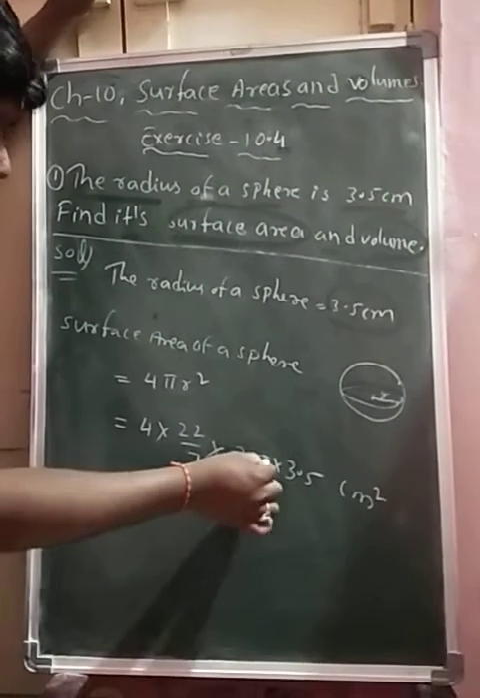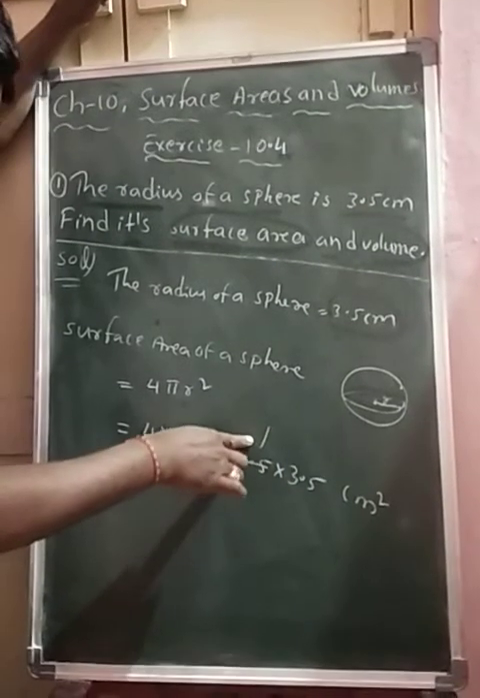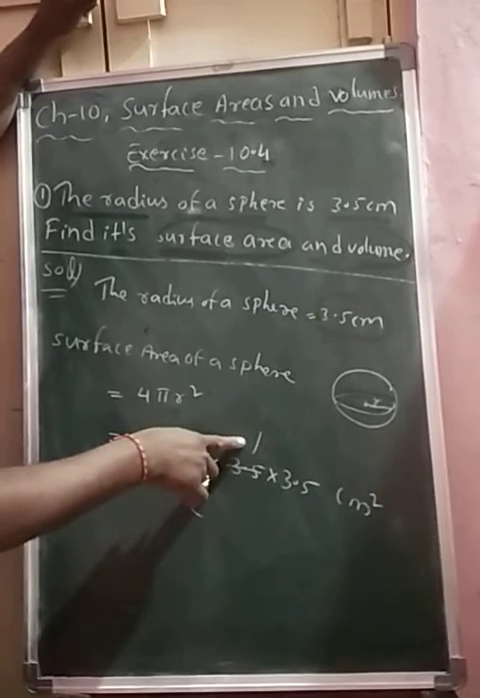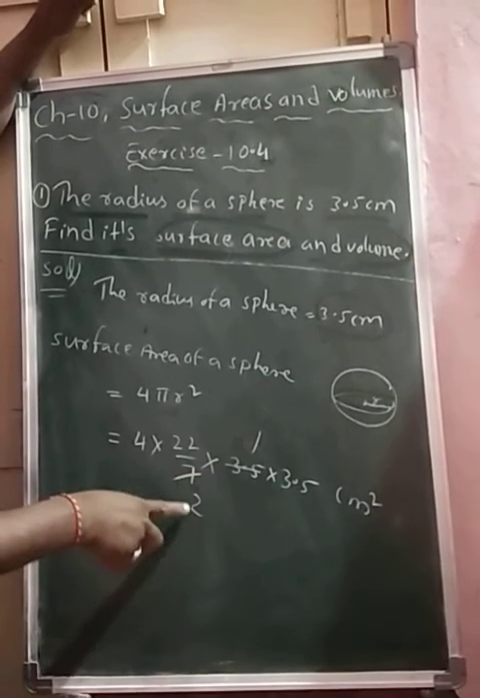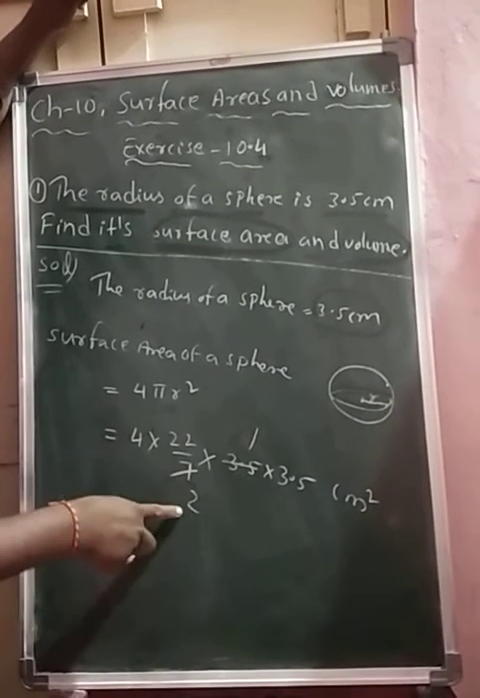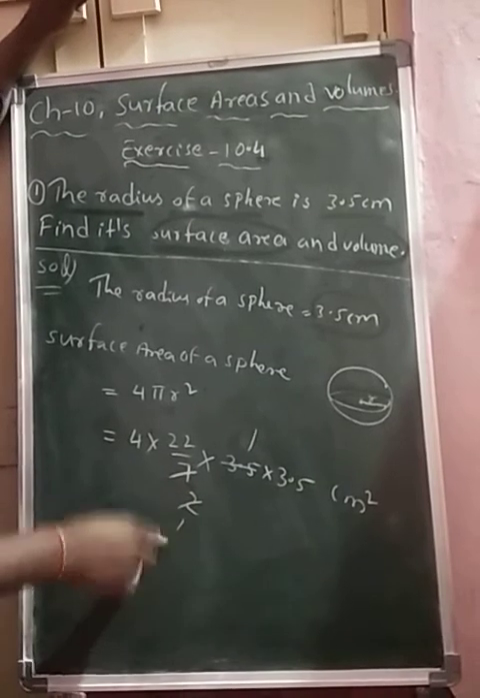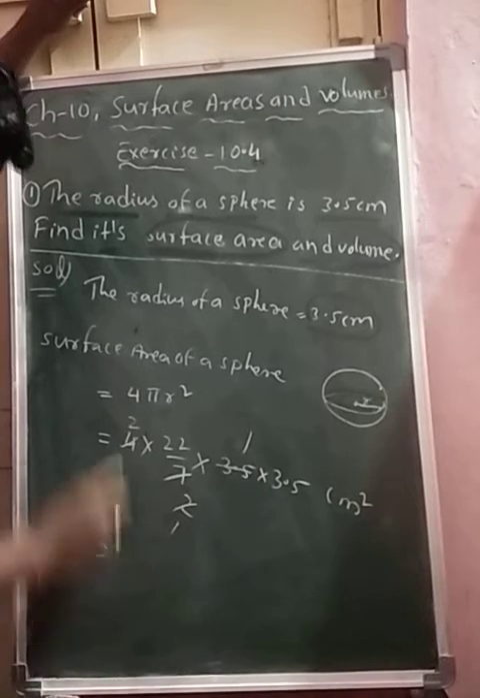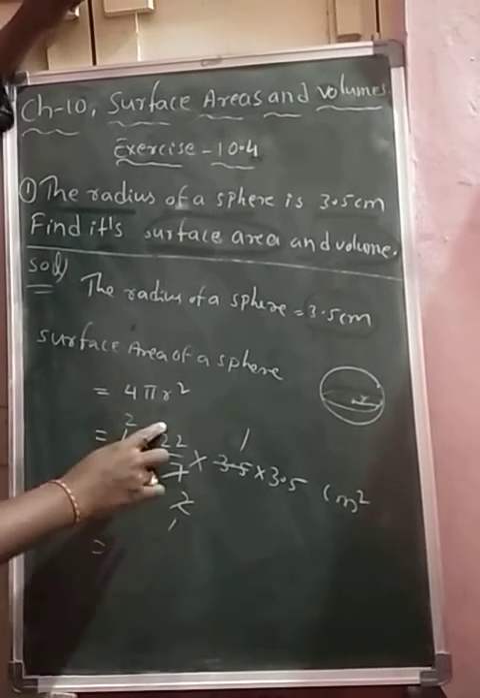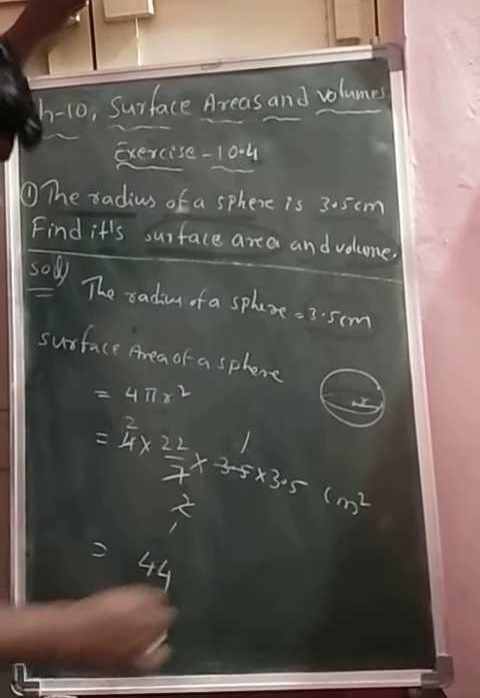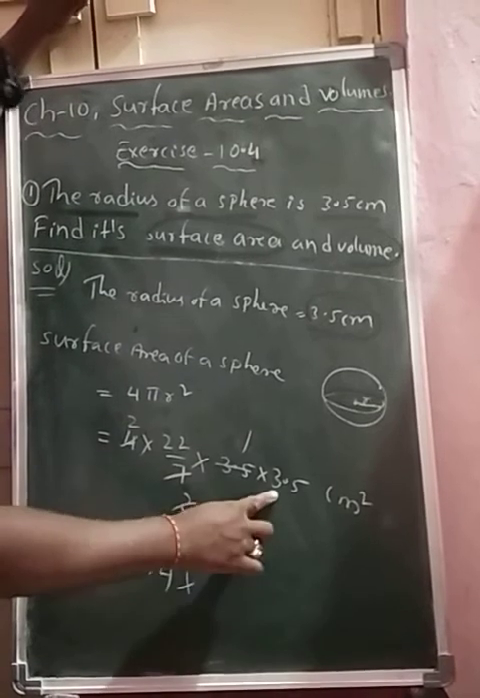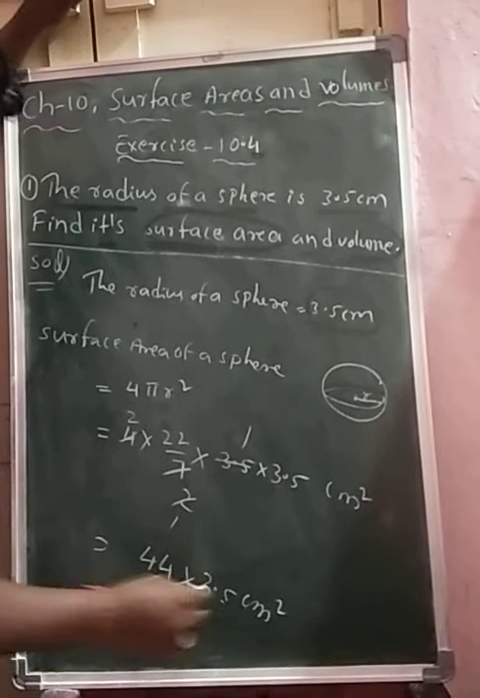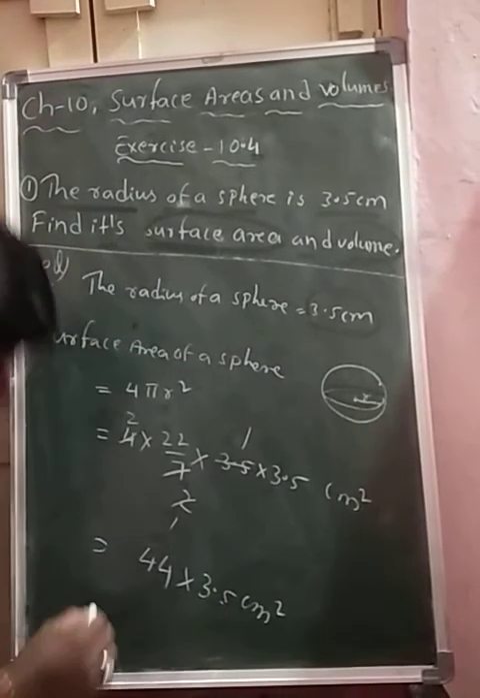Now clearly, 3.5 ones are 3.5, 3.5 twos are 7. Again using the 2 table, 2 ones are 2, 2 twos are 4. Now 2 into 22, 2 into 22 means what? That is 44 into 3.5 square centimeters. So if we multiply these two, what do we get?